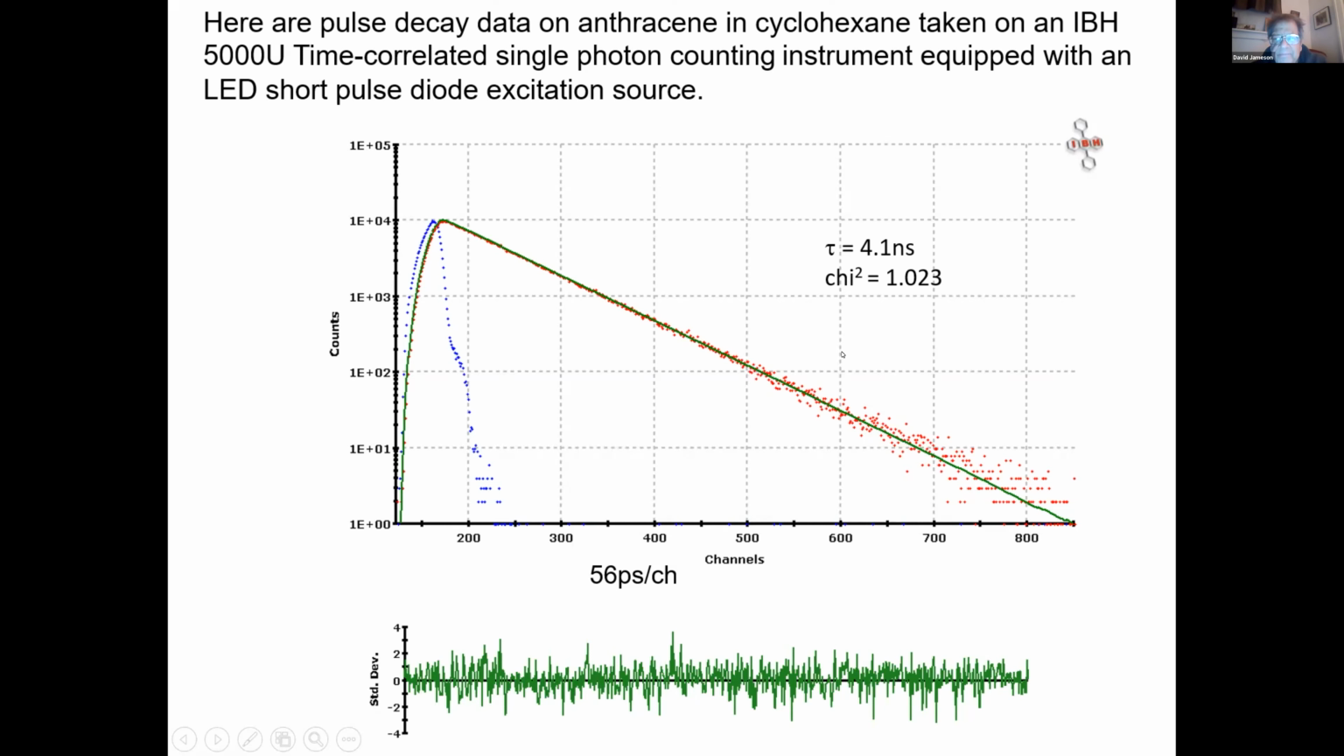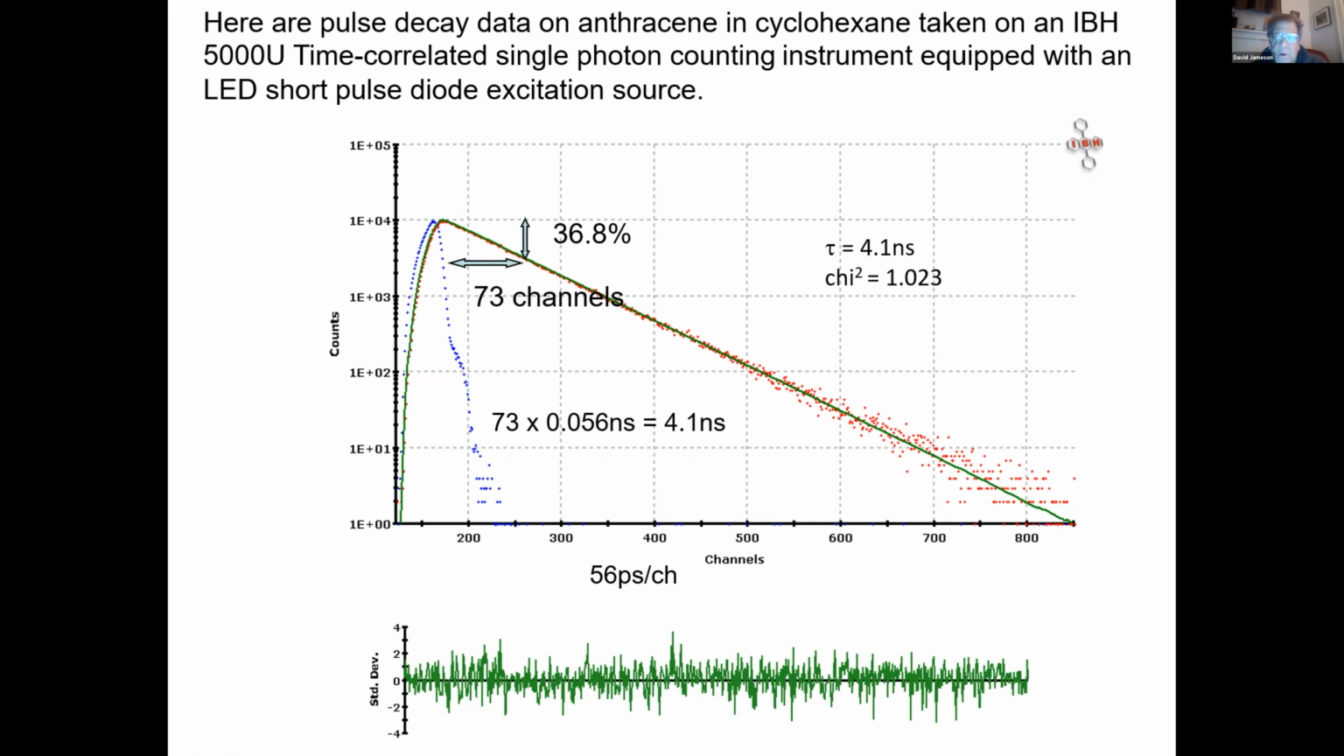But how do we actually get that again? Well, remember I said it's when the decay goes down to 36.8%, and on the log scale, that's 36.8%. In this case, there were 73 channels from the start to the 36.8 point, and it's 56 picoseconds per channel, so it's 73 times 0.056 nanoseconds, 4.1 nanoseconds, and that's how you get it. So that's how you would get the lifetime out of this sort of data.